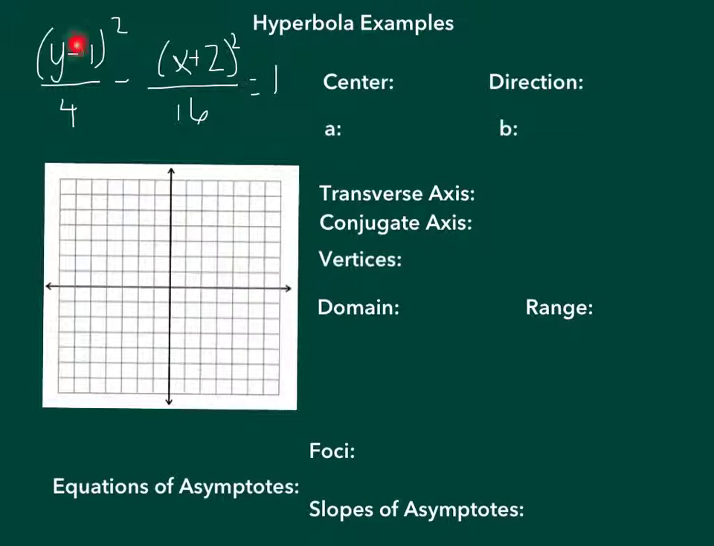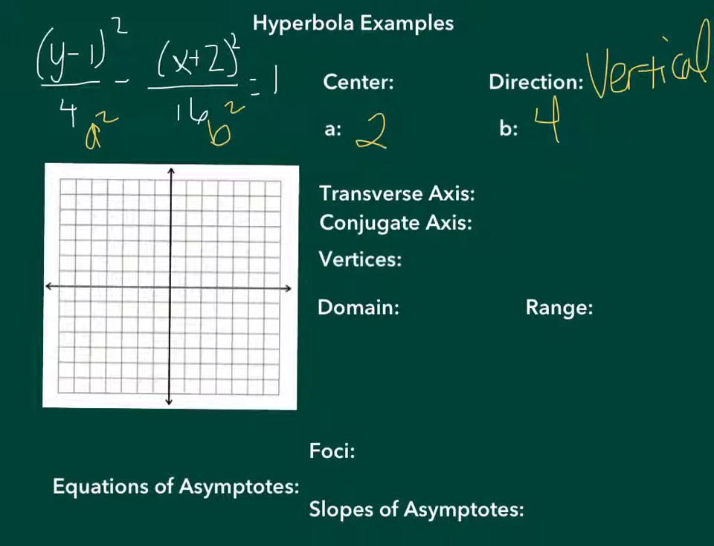So here's our example here. Because the y is first, that means it's going to be vertical now. So we're going to move our A vertically. Our A squared is first, and our B squared is this one. So see how this time our A is smaller than our B, and that's okay in hyperbolas. So that means our A is 2 and our B is 4.